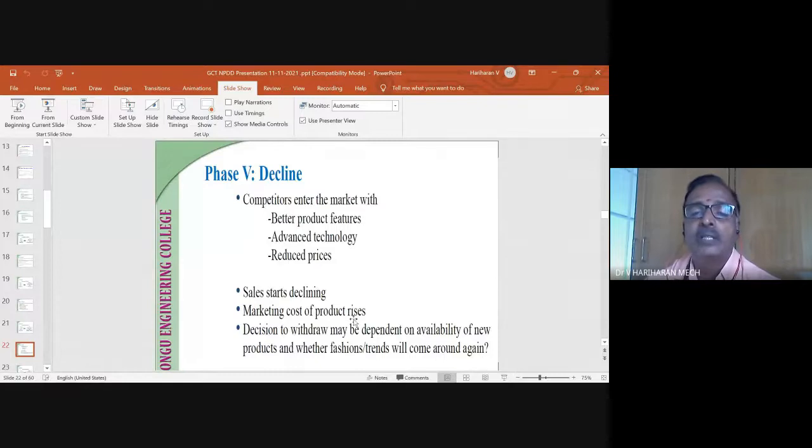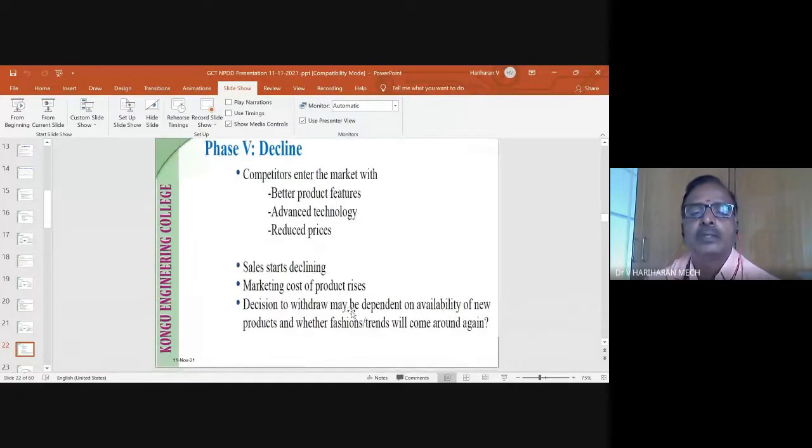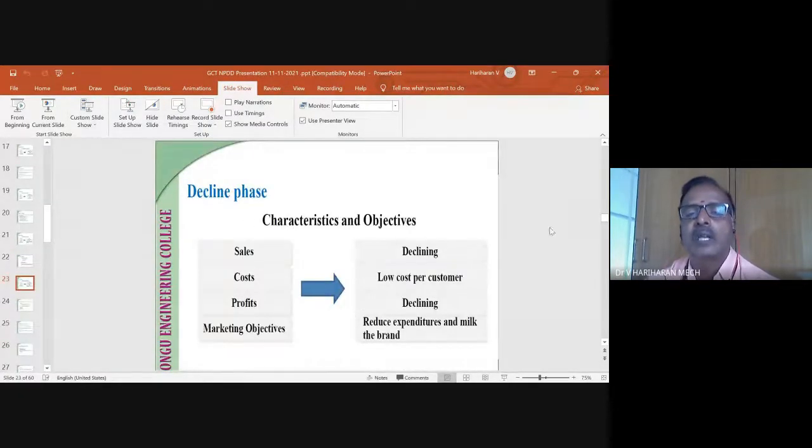Then only you can sustain in the market. You see here the characteristics of the decline phase: sales declining, low cost per customer, profit is reduced. Then the marketing objective is to reduce expenditure and milk the brand. Okay, so these are the different phases.